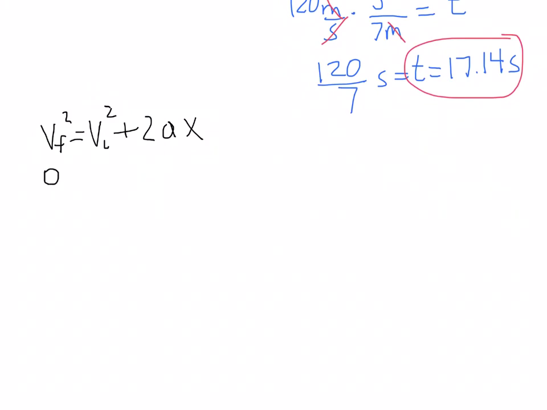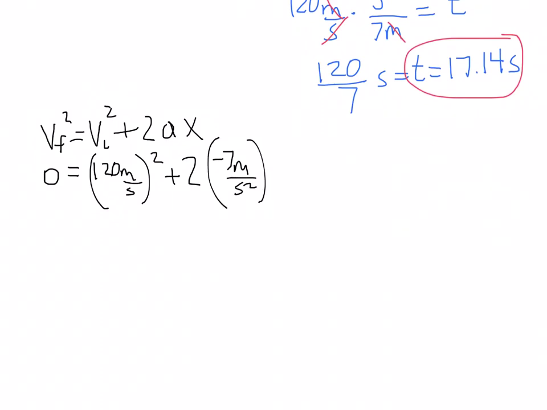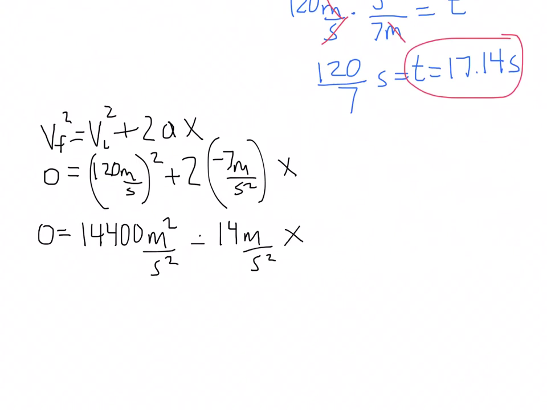The final velocity we want is 0. The initial was 120 meters per second, and we're going to square this whole thing. Plus 2, that acceleration was minus 7 meters per second squared, and then we have x. So I'm going to work this out. I'm going to square this, and I'm going to do minus 7 times 2. So I got 0 equal to 14,400 meters squared over seconds squared minus 14 meters per second squared times x.